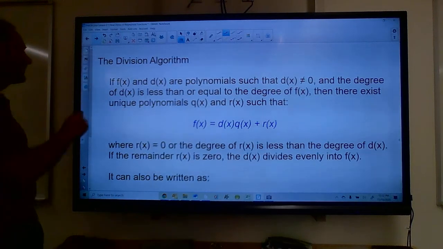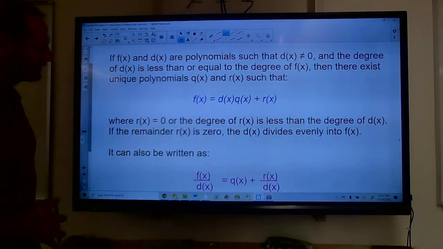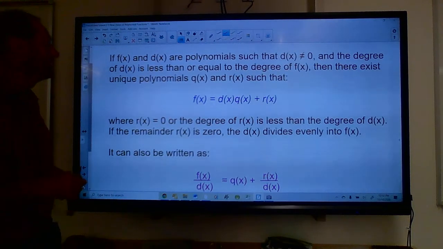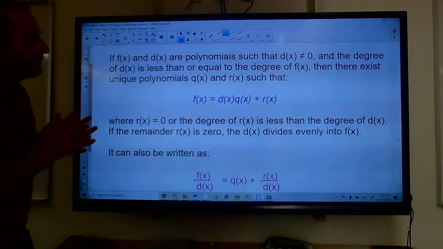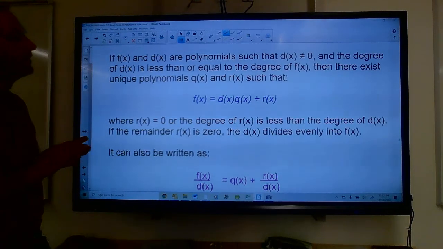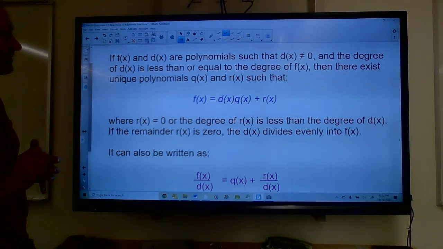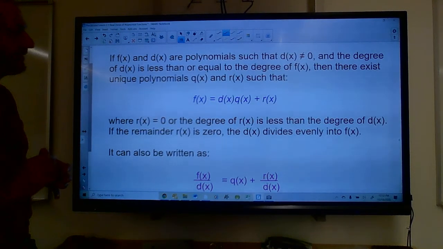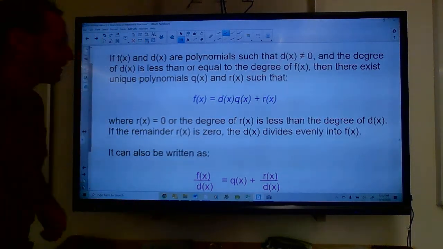Okay, the division algorithm, this is one of those things you're going to have to think about, that if you read it in a book, it doesn't necessarily make sense. If f of x and d of x are polynomials such that d of x is not equal to 0, and the degree of d of x is less than or equal to the degree of f of x, then there exist unique polynomials q of x and r of x such that f of x equals d of x times q of x plus r of x.